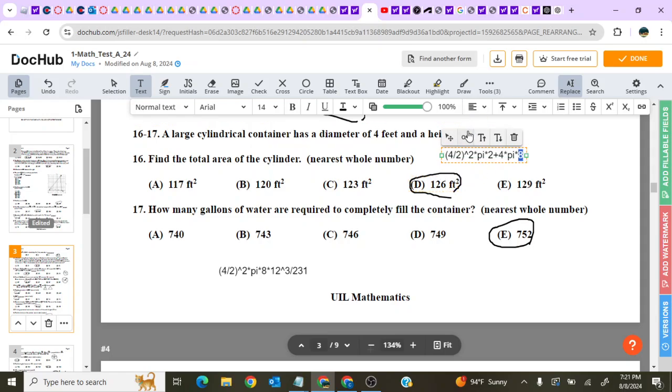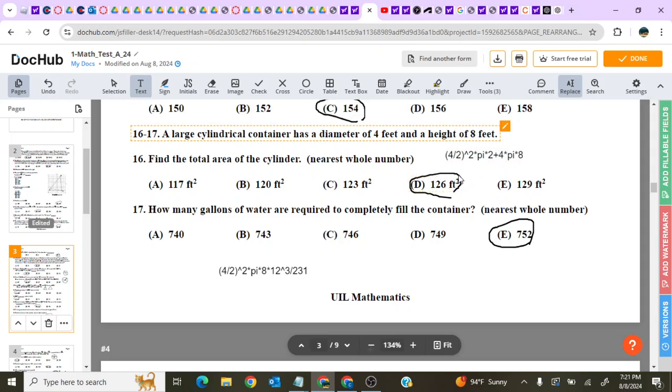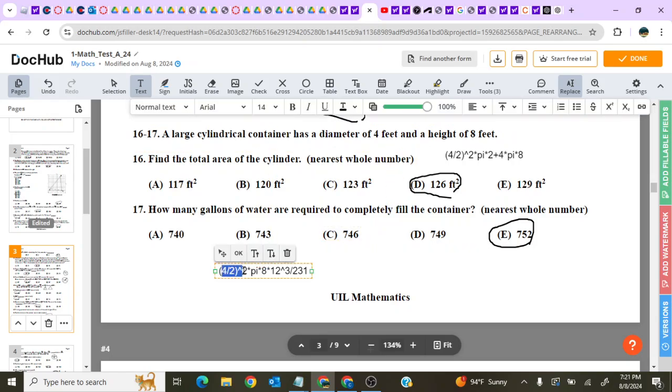And then how many gallons of water are required to completely fill it? Gallons are based on volume, so we need to figure out the volume of this cylinder. Volume of a cylinder is r squared times pi times height. So you do r squared times pi times your height. Then you have to convert from feet cubed to inches cubed, which means multiplying by 12 to the power of 3. And then there are 231 cubic inches in a gallon, so you have to divide by 231 to convert to gallons.